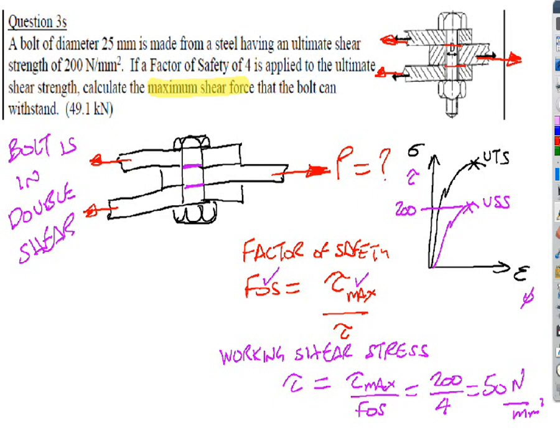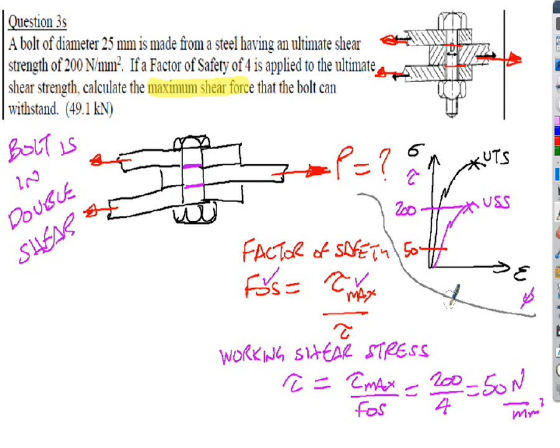So what they're saying is you're working down here. The maximum stress you can have is this 50 newtons per square millimeter. We're working in that region. We're not allowed to work any higher than that for safety reasons. Okay, so that's something from previous work we've done, where we're bringing in the factor of safety calculation.